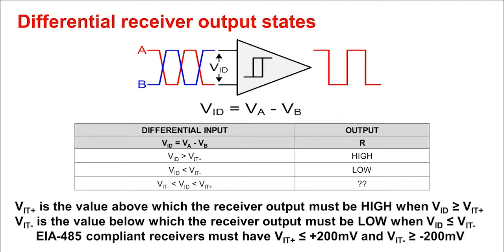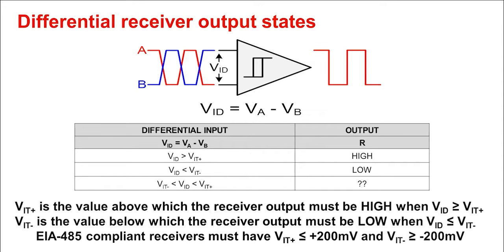The voltage input threshold positive, or VIT plus, is the value above which the receiver output must be high when VID, or voltage input difference, is greater than or equal to VIT plus. Recall that the voltage input difference, or VID, is equal to VA minus VB. TIA/EIA 485A states that the positive receiver input threshold, VIT plus, should be no greater than positive 200 millivolts.